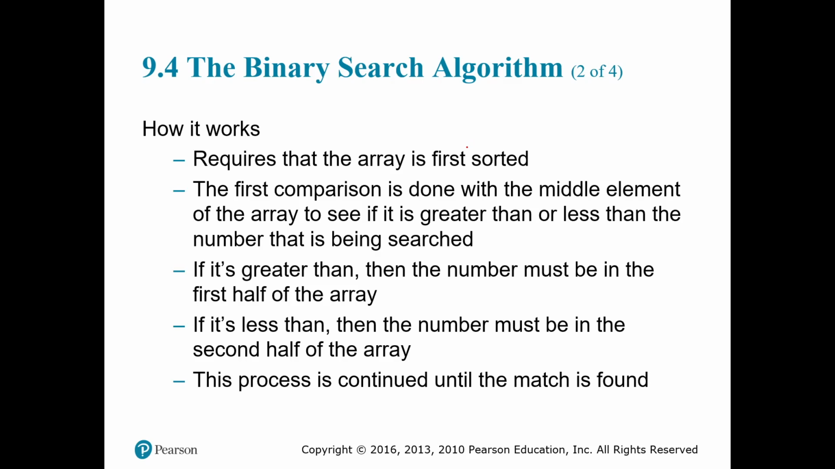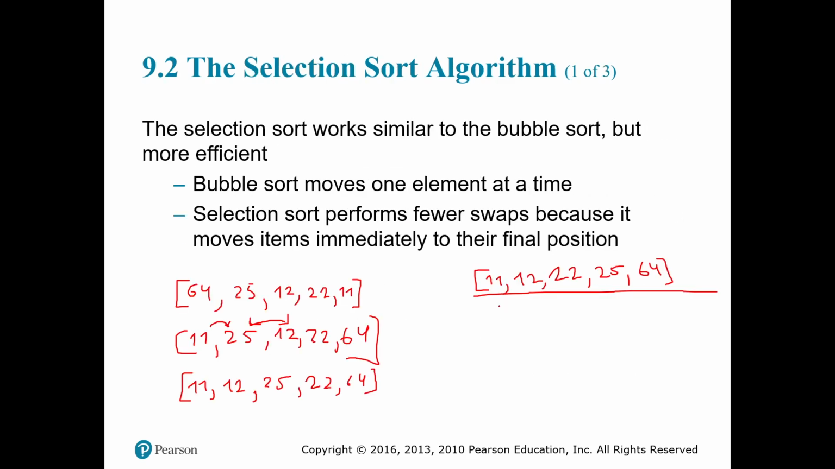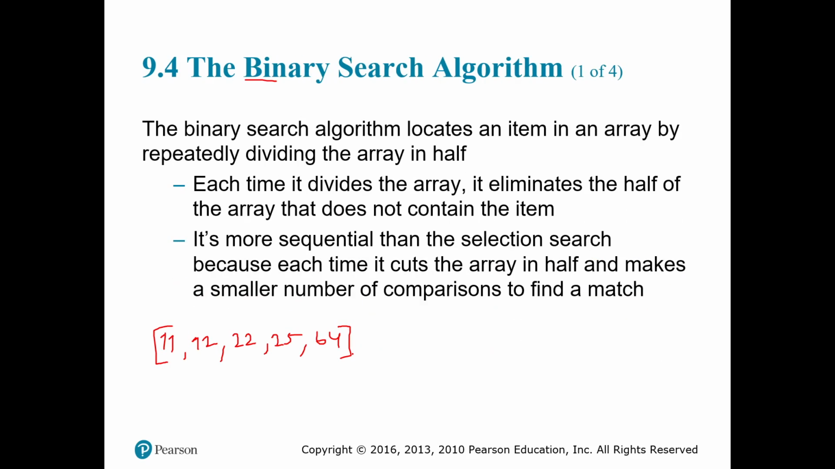Let's take one of the arrays that we worked with already. For example, let's take this one, the one that we did with the selection sort: 11, 12, 22, 25, 64. All right, we've got our array, and let's say we need to find the element 25. Right, this element, we need to find where it's located.